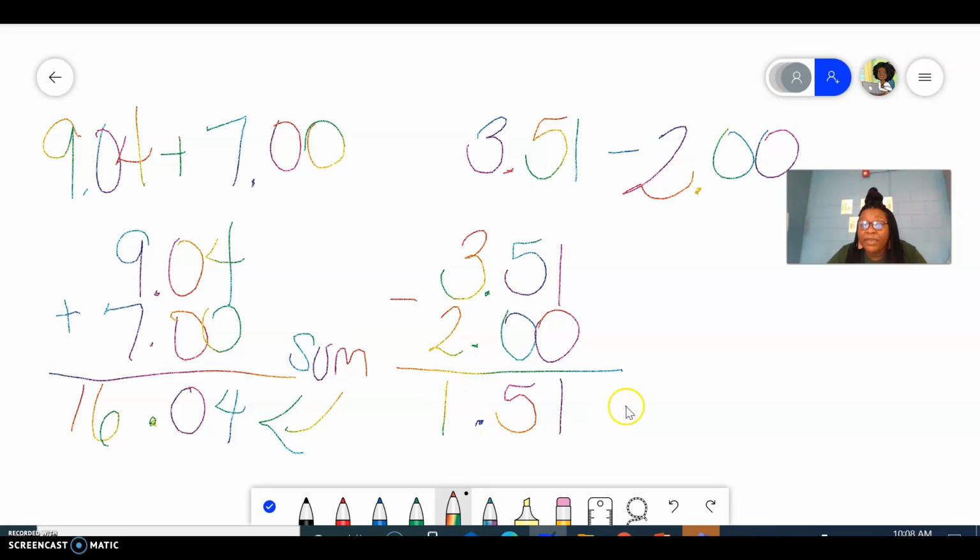So my difference here, that's the answer to a subtraction question. My difference here is 1 51/100, or $1.51. Let's do one more example together.